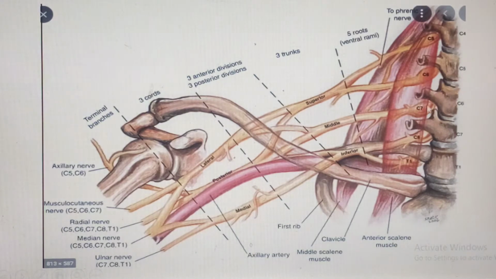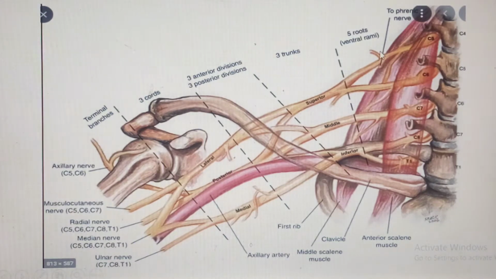But C7 root stays the same without combining with any other, becoming what we call the middle trunk or the intermediate trunk. And of course, C8 root and T1 root will combine to give us what we call the inferior or the lower trunk. So that is how these roots are going to combine. So C5, C6, upper trunk; C8, T1, lower trunk; then of course C7 staying alone to become what we call the middle trunk.